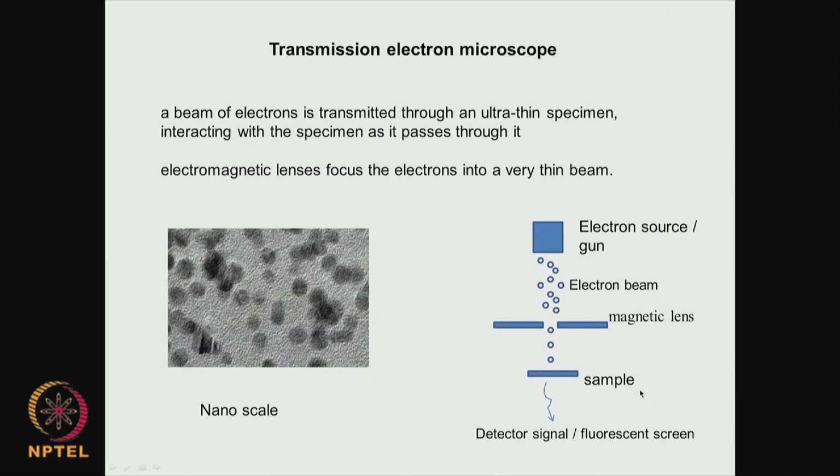Now, let us go to the transmission electron microscope. It is more powerful. We can go up to nanoscale. We can look at nanoparticles, 10 nanometers, 20 nanometers, 5 nanometers and so on. So, it is extremely good.